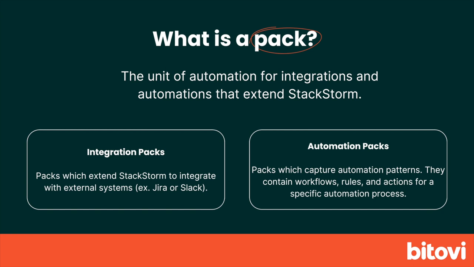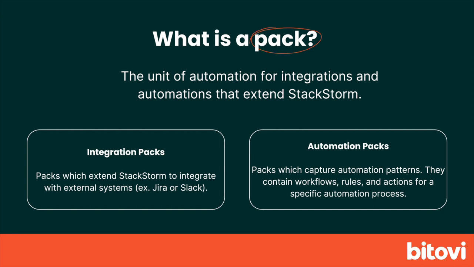So basically they come in two flavors. We have integration packs and we have automation packs. What these do is they extend StackStorm, so StackStorm itself is very arbitrary. It's very small scale, but through packs, you can really bulk up StackStorm to do many very specific and interesting things. Integration packs are packs that extend StackStorm to integrate with external services, which is a really good and concise way of saying this. This is external services such as Jira, such as Slack, such as your database.